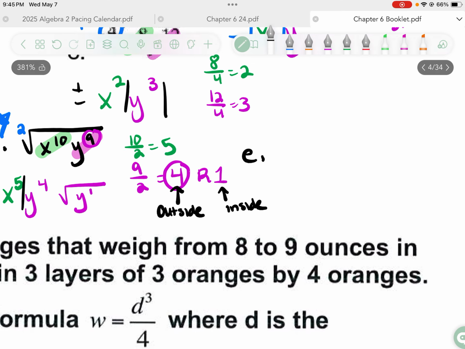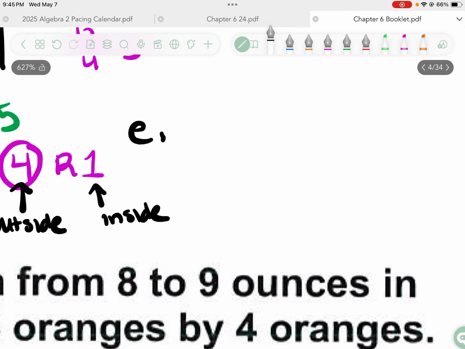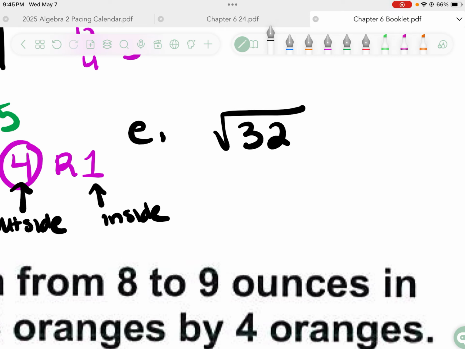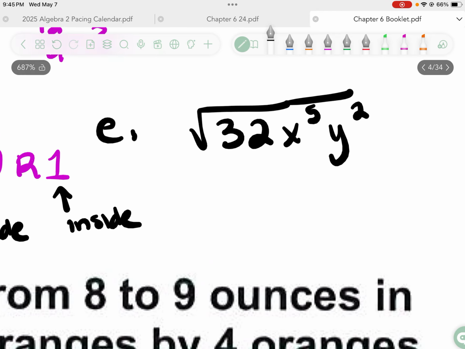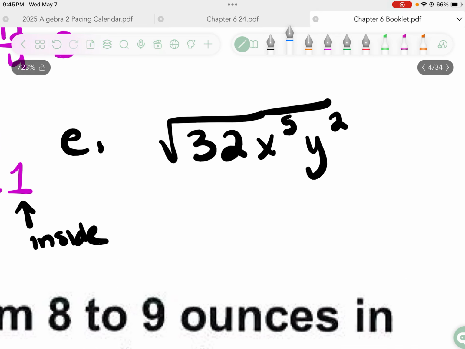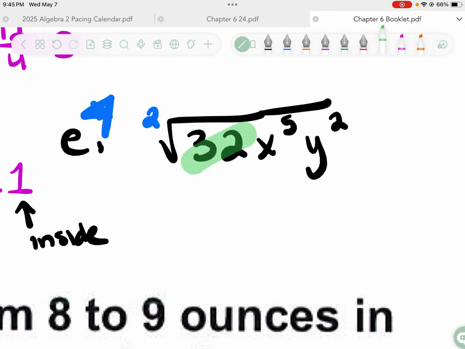All right, last one here. Let's do the square root of 32x to the 5th y squared. Okay, so the index is a 2. So again, a little bit of extra work at the end. Look at this as 3 parts.